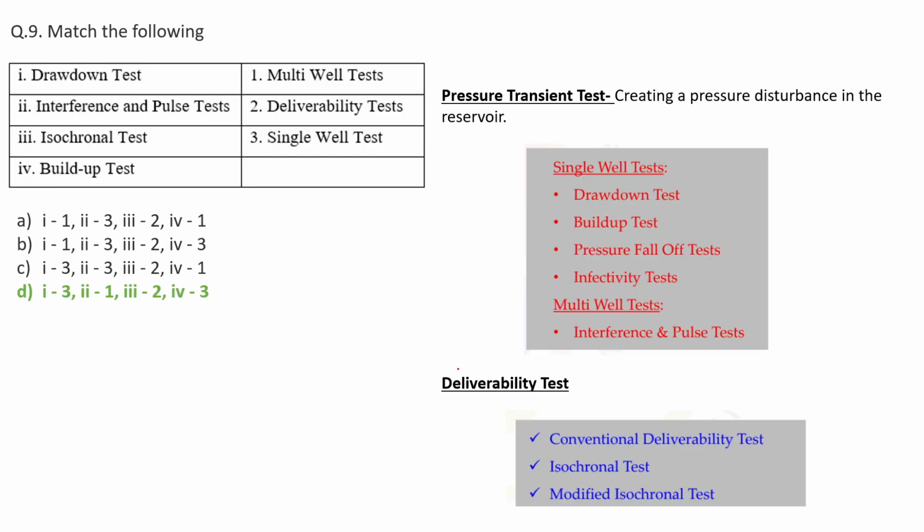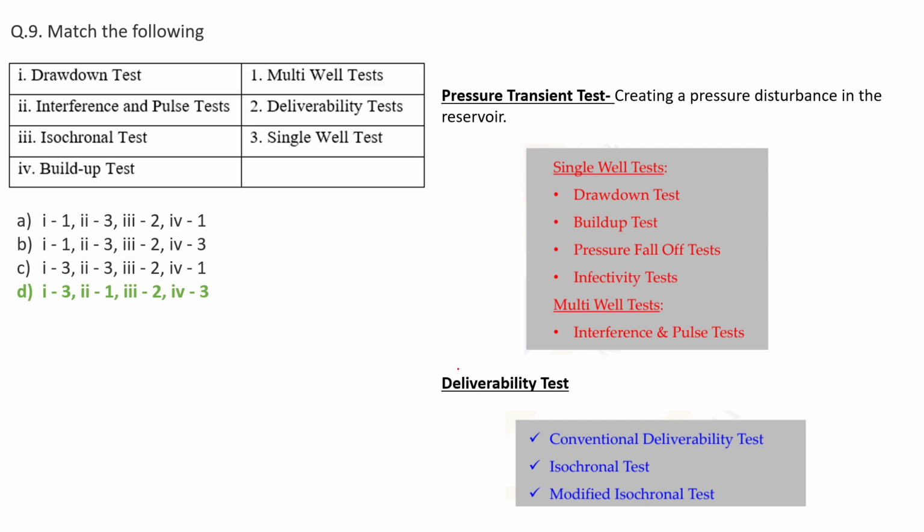So we know that there are two types of tests, that is pressure transient test and deliverability test. Pressure transient test is creating a pressure disturbance in the reservoir. And this has two types: single well test and multi-well test. In single well test come these four: drawdown test, build-up test, pressure falloff test and injectivity test. And for multi-well test it is interference and pulse test. Whereas deliverability test has three tests, that is conventional deliverability test, isochronal test and modified isochronal test.